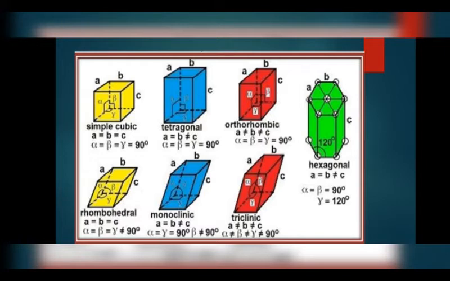Orthorhombic: none of the edge lengths are equal to each other, but the angles between them are 90 degrees. Hexagonal: A equals B but B is not equal to C, where gamma specifically is 120 degrees. Rhombohedral: all the edge lengths are equal to each other, alpha equals beta equals gamma, but these are not equal to 90 degrees. Have a look at monoclinic, where A is not equal to B, and the angle beta is not equal to 90 degrees and the rest are 90. Triclinic: none of the edge lengths are equal to each other, and the angles are not equal to each other and not equal to 90 degrees.